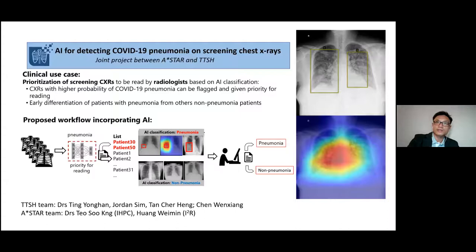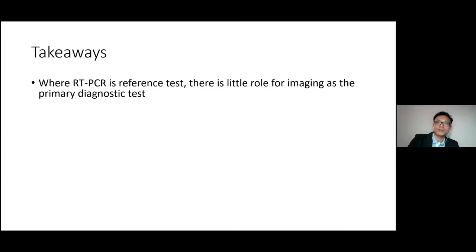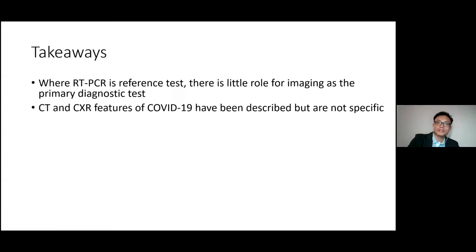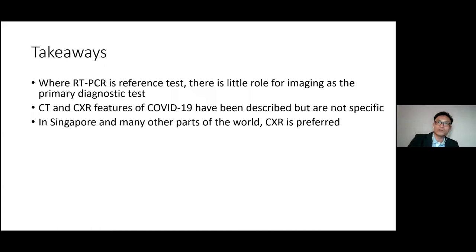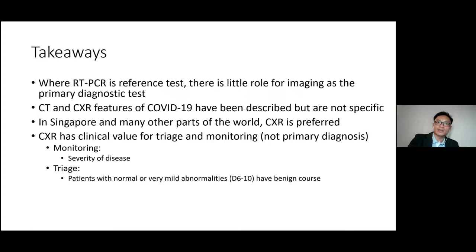So to summarize, in Singapore, where RT-PCR is still the reference test, there is little role for imaging as the primary diagnostic test for COVID-19. And we know that both CT and chest X-ray have limitations, particularly lack of specificity. And locally, like in many other parts of the world, chest X-ray is preferred for management to reduce nosocomial transmission. And chest X-ray's role, as we have shown through our study, is a marker of disease severity, as well as for triaging the patients who will not need supplemental oxygen or close monitoring and can be managed outside of the acute hospital setting. And finally, I shared briefly that there is potential for AI to enhance the productivity of radiologists for diagnosing COVID pneumonia. And with that, I thank you for your attention.